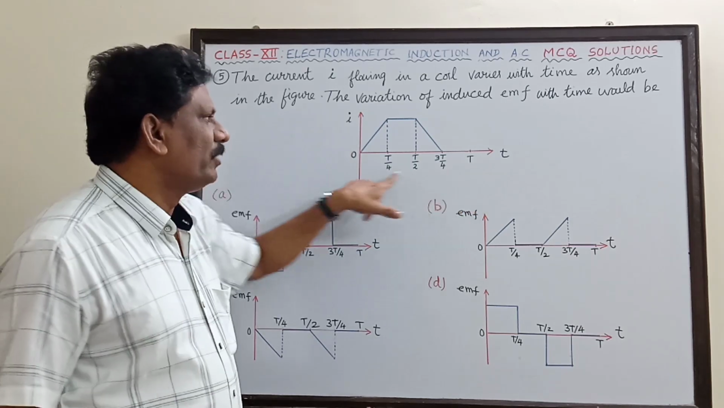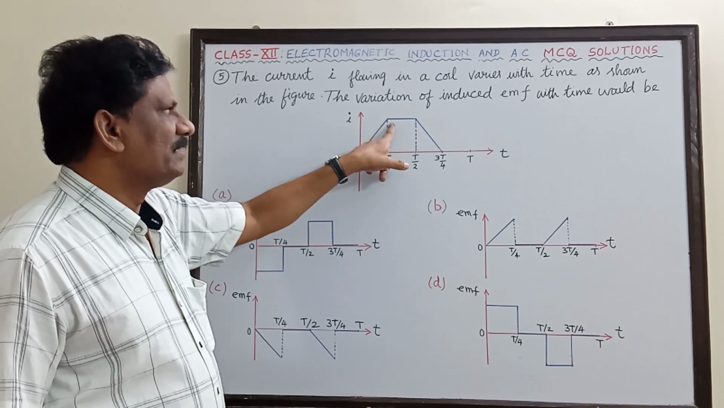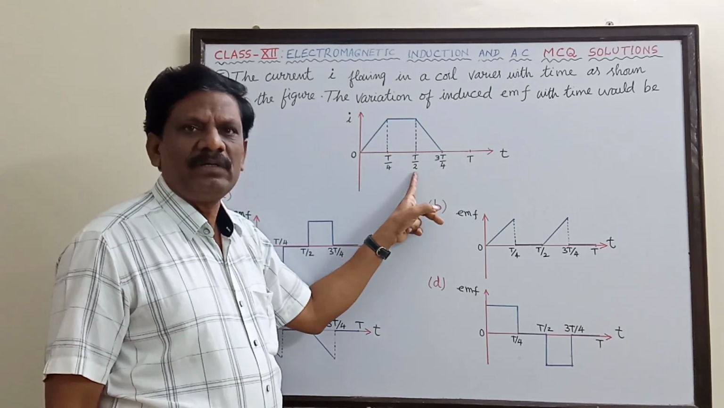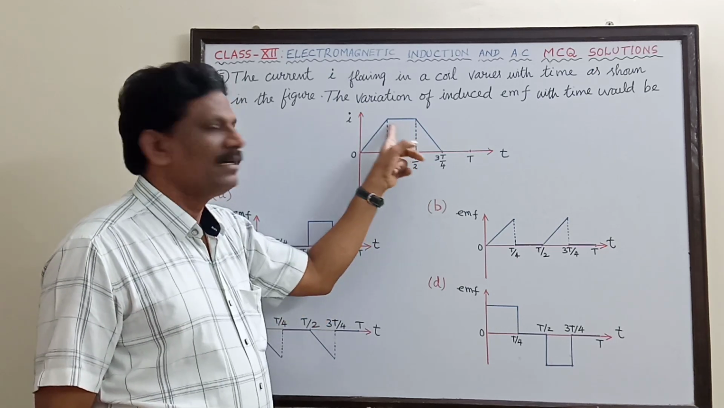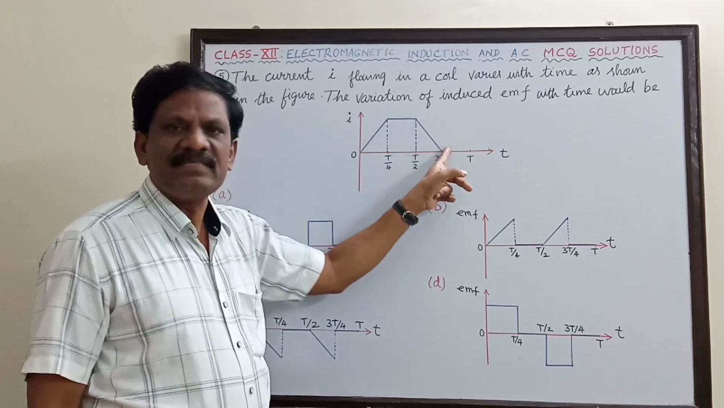At a time t equal to 1/4 of a period, that is t by 4, the current has reached the maximum value. From t by 4th to t by 2, the current remains constant. Then t by 2 to 3t by 4, the current has decreased.